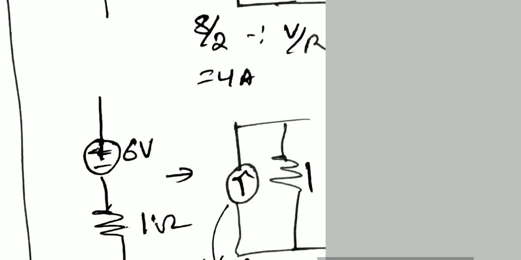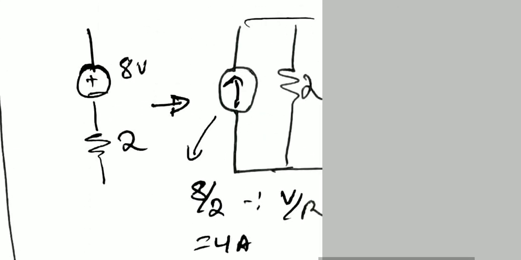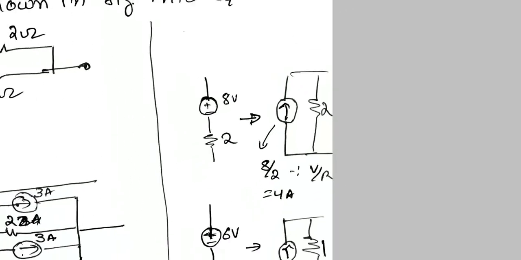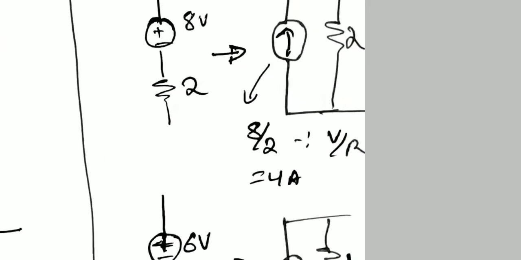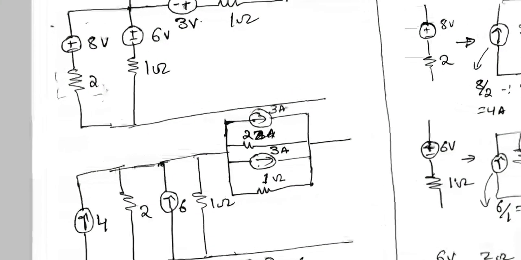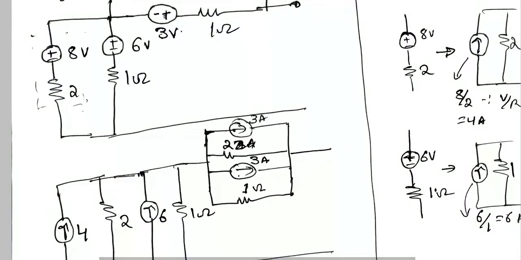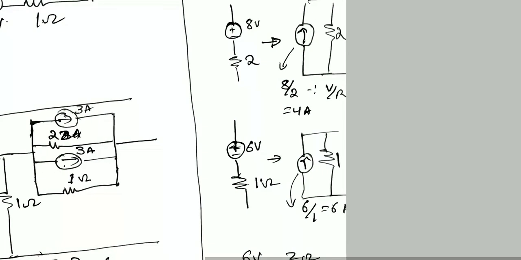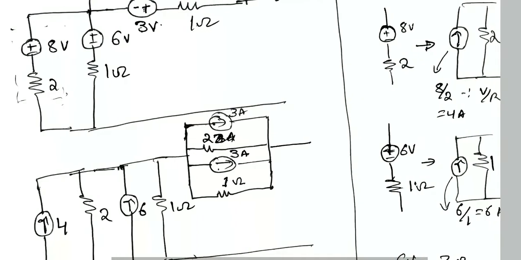How can we convert a voltage source into a current source? By using Ohm's law, I is given by V by R and V is given by I into R. If I am converting a voltage source to a current source, the current value is I equal to V by R. Here V is equal to 8 volt and the resistance is equal to 2 ohm, so the current value is 8 by 2, which is equal to 4 amperes. Now we replace these two, the 8 volt with the 2 ohm and the 6 volt with the 1 ohm, by the equivalent current sources. I have replaced this one with 4 ampere with the 2 ohm resistance, and 6 volt with 1 ohm is replaced by a 6 ampere current with the 1 ohm resistance.